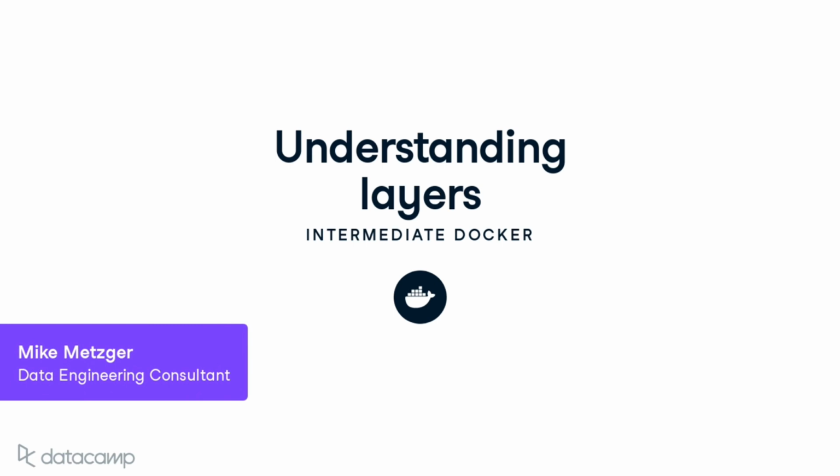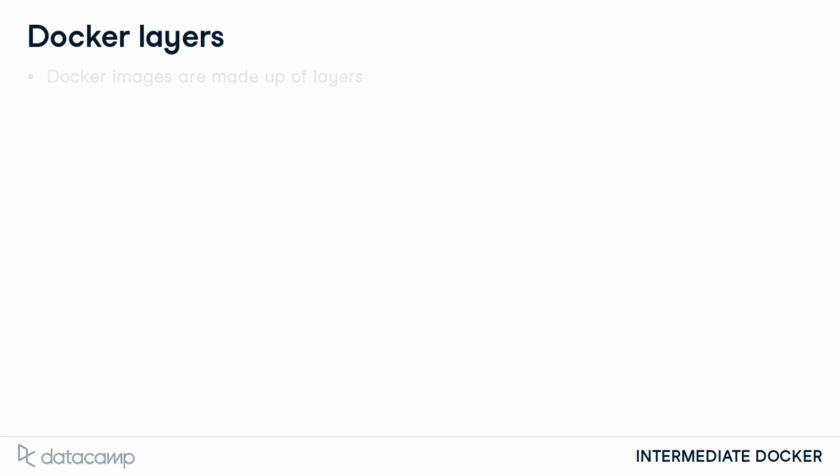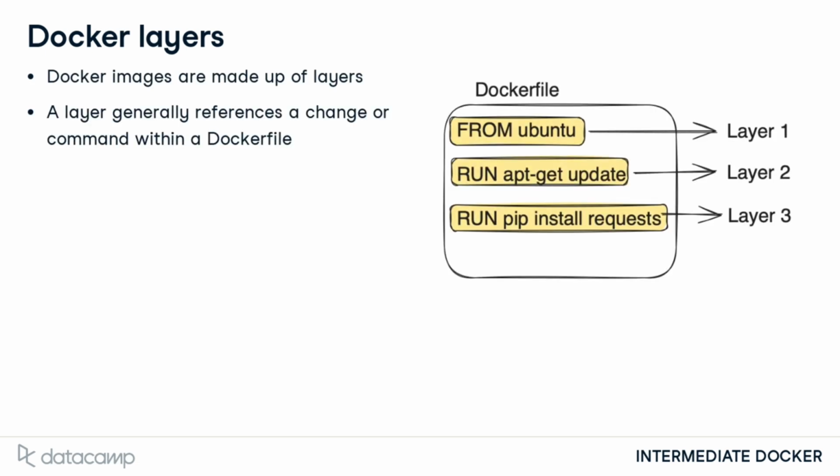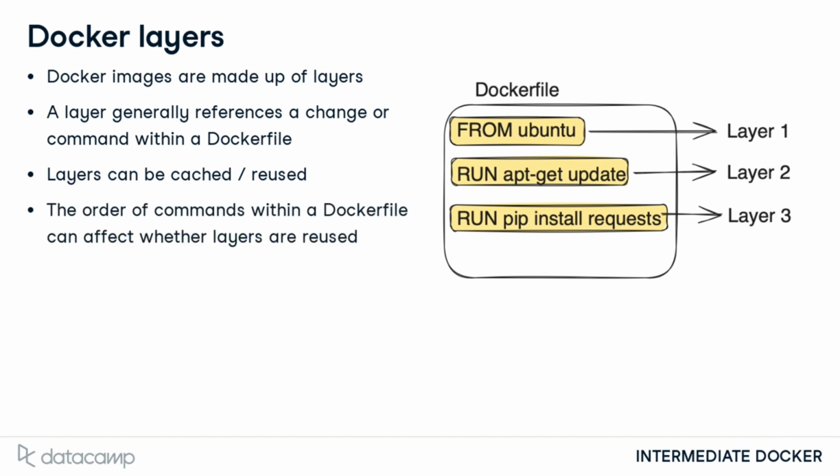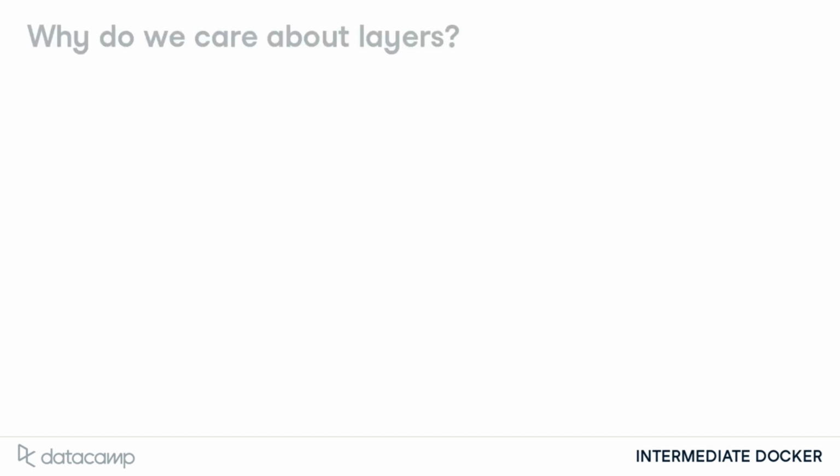Welcome back. Let's look at a fairly technical topic, examining layers in Docker. Docker images are made up of layers, which generally reference a change or a command within a given Dockerfile. Docker will automatically determine which layers can be cached or reused in other Docker images. For example, any image using the request library with pip could reuse this layer. A command's order and specific nature within the Dockerfile can affect whether layers are reused.